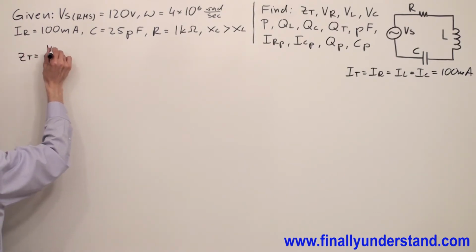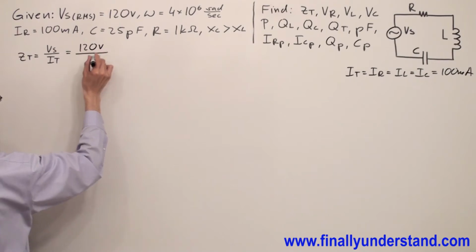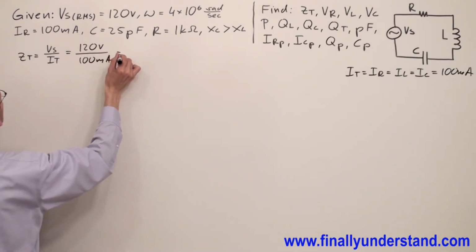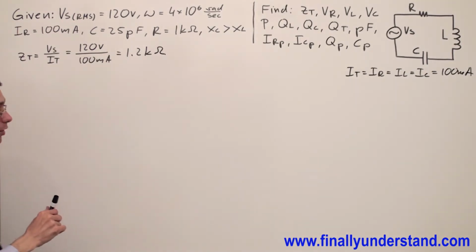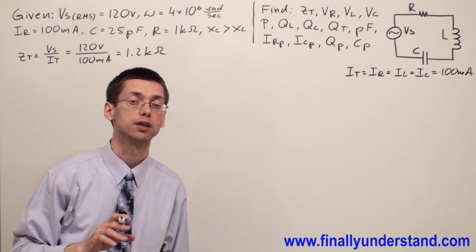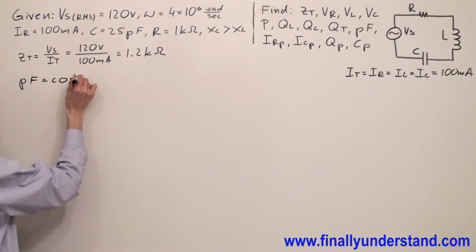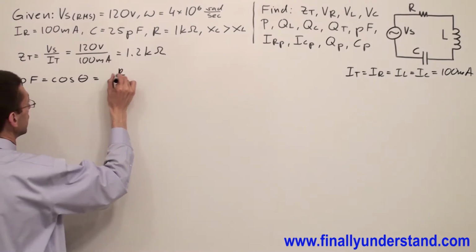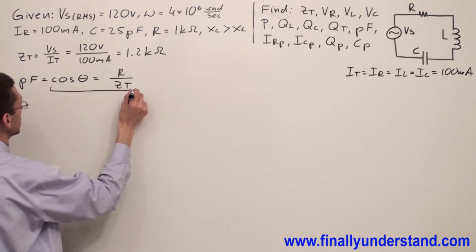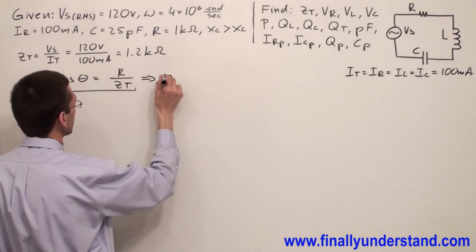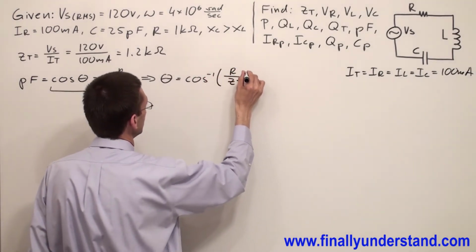So Z total is equal to voltage source over I total, which is equal to 120 volts over 100 milliamps, where Z total is equal to 1.2 kiloohms. But please notice that the answer is not complete. We are missing the angle. So in order to find the angle, I'm going to use the formula for power factor. Power factor is equal to cosine of angle theta, and this is also equal to R over Z total. So in order to find the angle, I'm going to take just this part of the formula and solve it for theta. Theta is equal to inverse cosine of R over Z total.